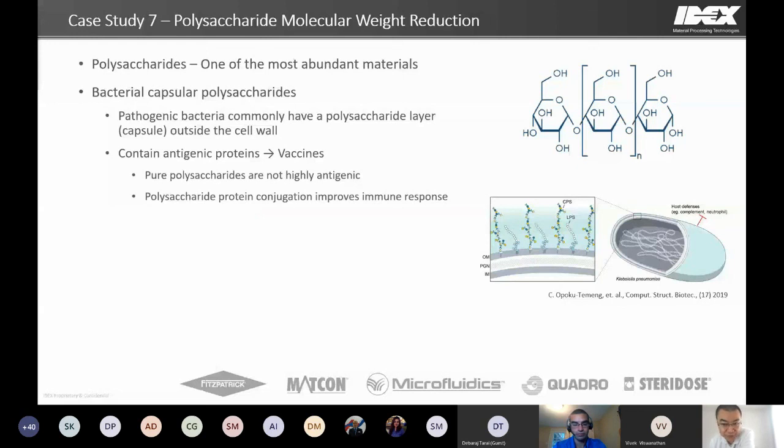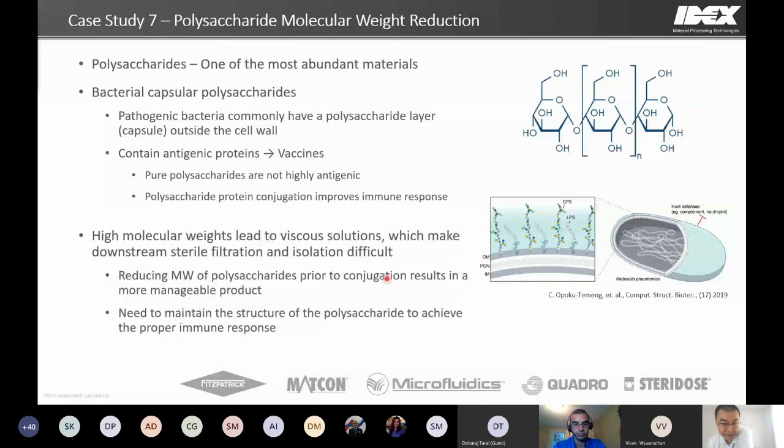One issue with capsular polysaccharide is that it has high and non-uniform molecular weights. This usually leads to a more viscous solution and makes the downstream filtration and isolation process more difficult. To solve this issue, the molecular weight of polysaccharides needs to be reduced to below certain levels, so the polysaccharide solutions are more manageable. Although there are many molecular weight reduction methods, both mechanical and chemical, the mechanical treatment is usually preferred compared to the chemical process because the mechanical process does not alter the structure of the polysaccharides, so their immune response can be maintained.